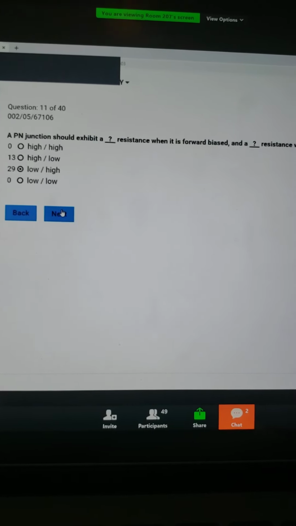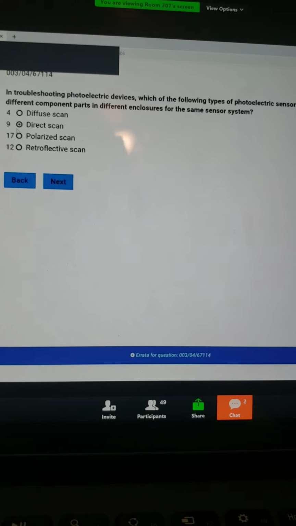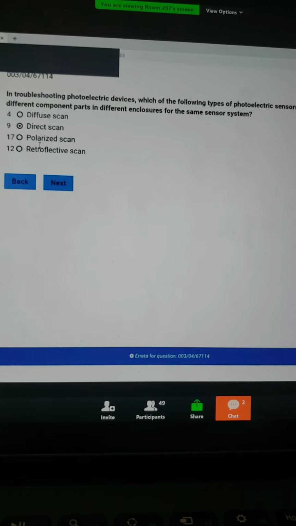Troubleshooting photoelectric devices, which of the following types of photoelectric sensors would require that you verify the operation of 2 different component parts in different enclosures from the same sensor? Answer is direct scan. Only 9 of you got it right. Just saying.